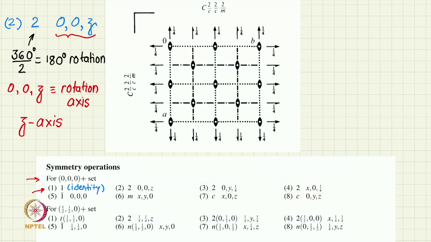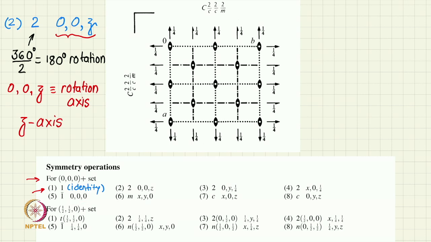So, all these are two-fold symmetry operations. Then operation 5 you can see is a 1 bar. 1 bar is an inversion, and for an inversion center the coordinate of the inversion point is given. In this case it is given as 0 0 0, which means it is the origin. So, you have an inversion about the origin.